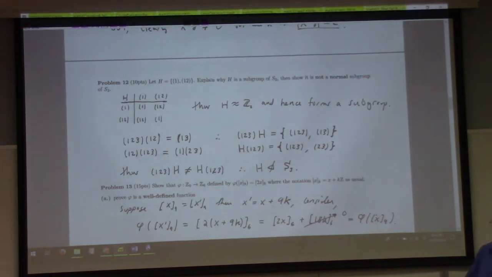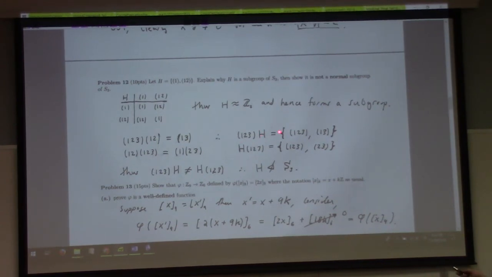Let's see here. We have this subgroup of order 2 of S3. Supposed to show it's not a normal subgroup. So what do? What did I do? Oh, okay, right. So I just showed a left and right coset which don't match.